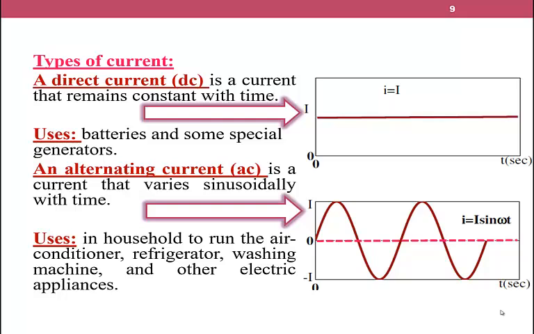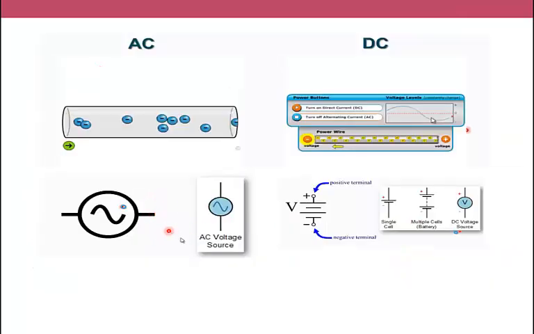For the DC, the current remains constant with time. As you may see here, the current is constant with time. On the other hand, we have the alternating current, which varies with time, like here we have a sinusoidal signal. DC is used in batteries and some special generators, and AC is used in households to run air conditioners, refrigerators, washing machines, and other appliances. This symbol is for an AC voltage source, and this one is for a DC voltage source, and it is used mainly for a battery.